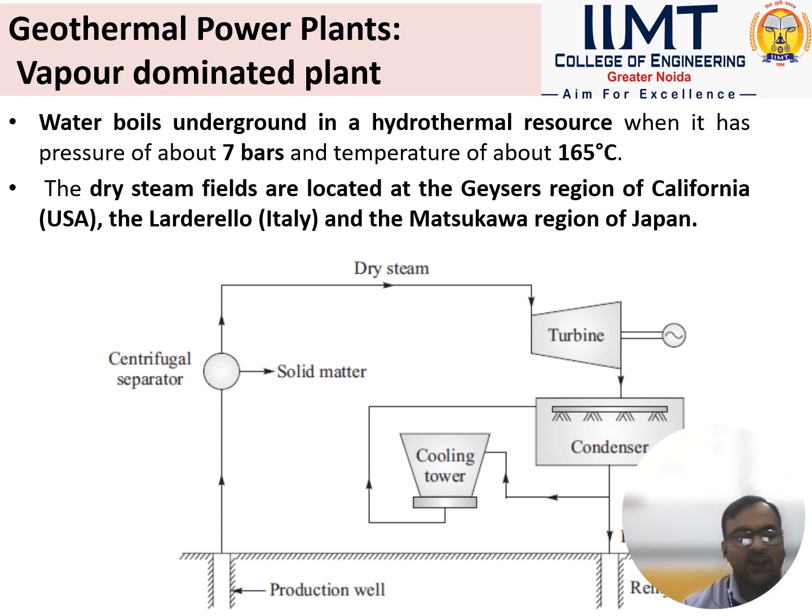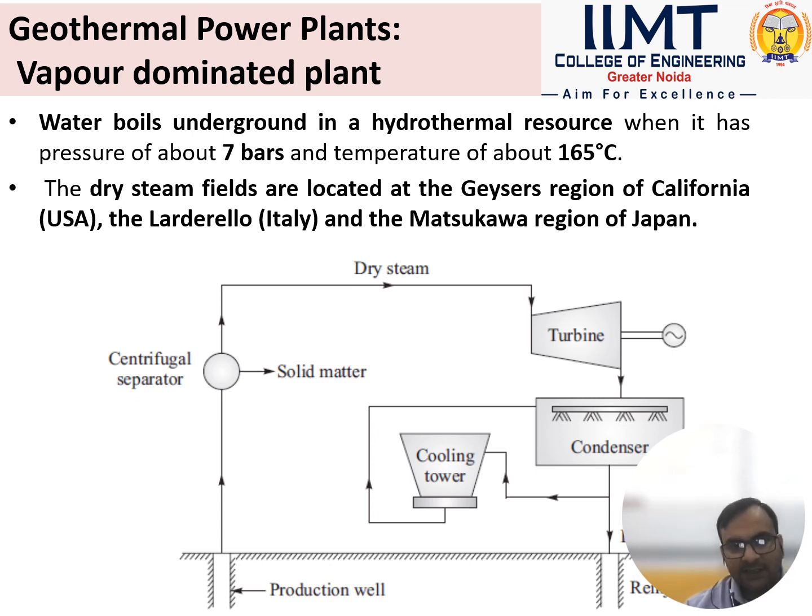For that purpose, a centrifugal separator is used. The centrifugal separator acts on the principle of centrifugation. The separated steam is rotated by the centrifugal force, and all impurities, mud and clay, settle down as solid matter. Those are taken out from the main stream.